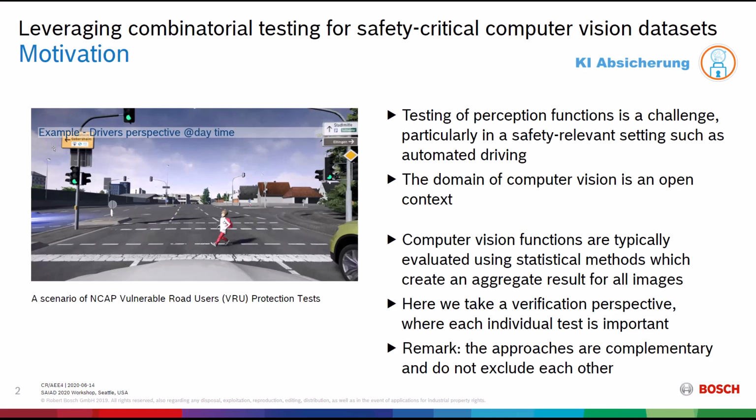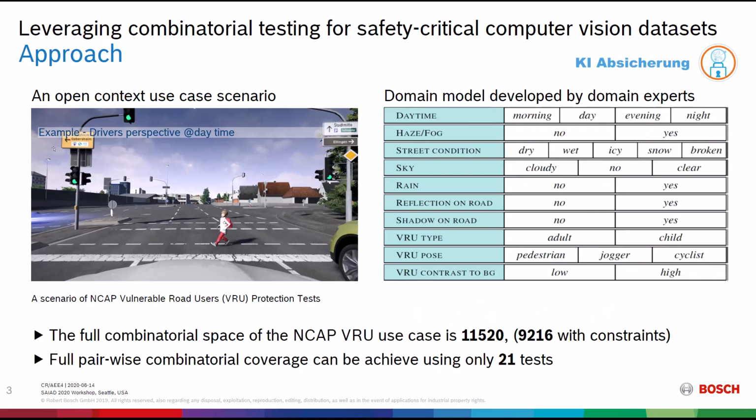With this paper, we would like to draw attention to input domain design and combinatorial testing for the purpose of designing and analyzing computer vision datasets. A scenario of NCAP vulnerable road users protection tests serves to demonstrate our approach.